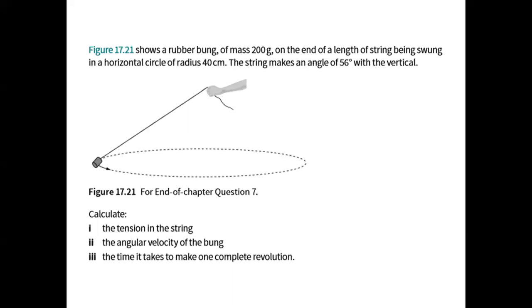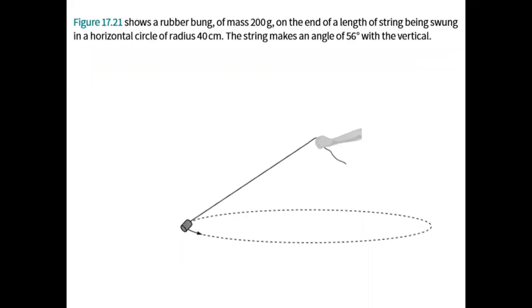Let's begin. So here in this problem, we have a rubber bung of mass 200 grams, and it's tracing a horizontal circular path, and the string makes an angle of 56 degrees with the vertical. For this problem, we are asked to solve for the tension, T, angular velocity, omega, and the time it takes to make one complete revolution, which is basically the period.